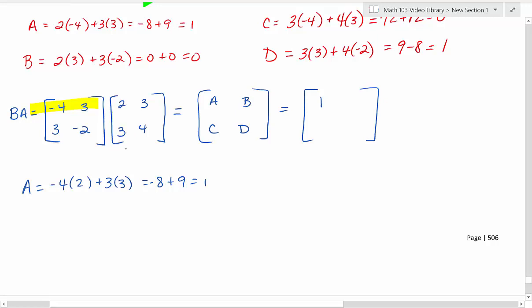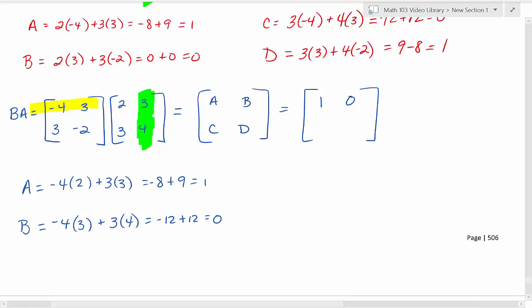Element B is positioned first row, second column. So we'll multiply the first row with the second column. That'll be negative 4 times 3 plus 3 times 4. Negative 12 plus 12 is 0. Looking like the identity. Keep checking, because as soon as it doesn't look like the identity, I would first double check my work and then state that they're not inverses.